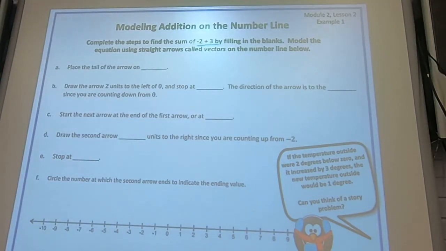So you start with the tail of the arrow is always going to be on 0. Your first number is negative 2, so you're going to draw the arrow 2 units to the left because it's negative, and you're going to end at negative 2. So the direction is left. Start the next arrow at the end of the first arrow or at negative 2.